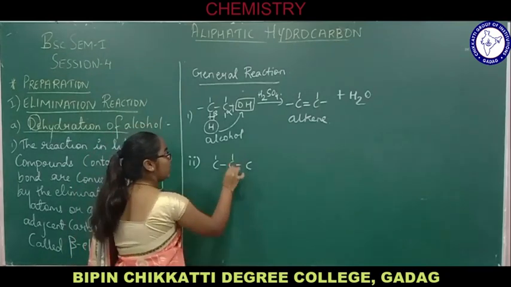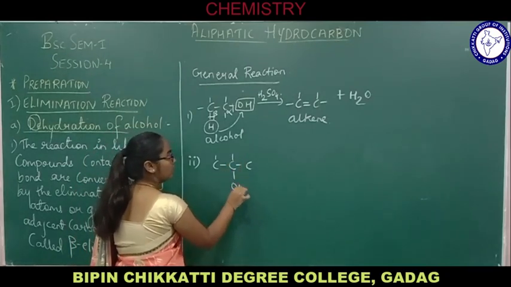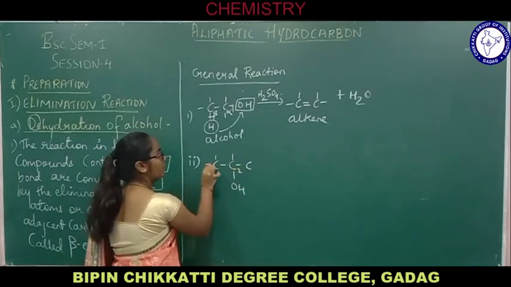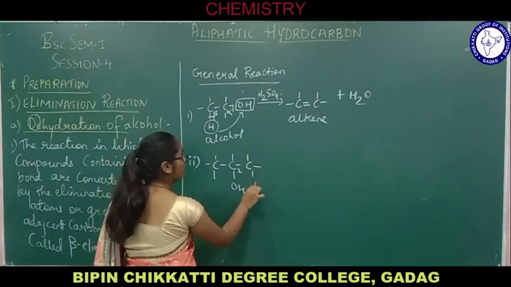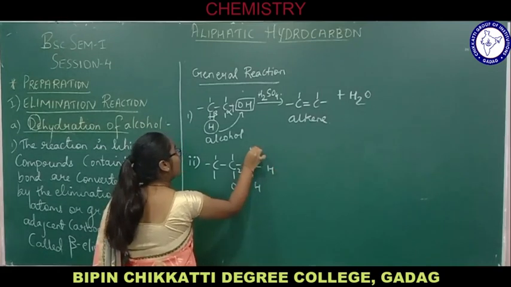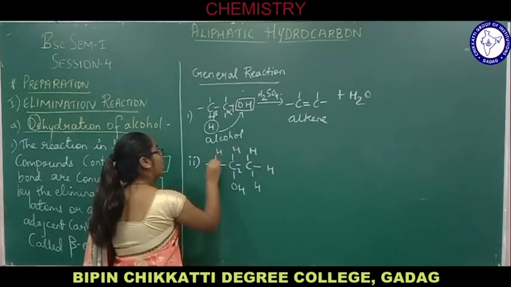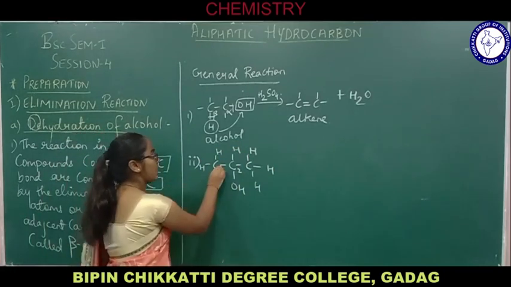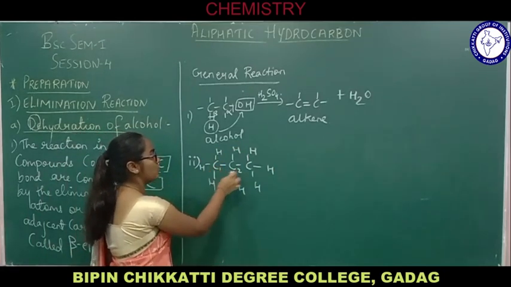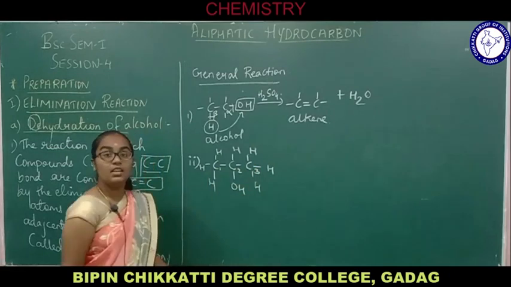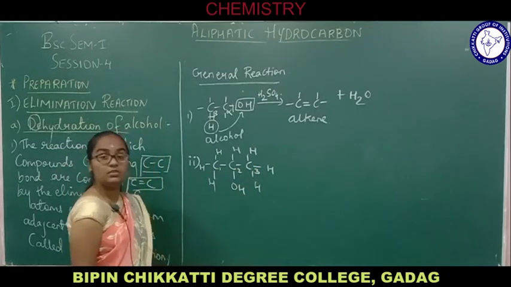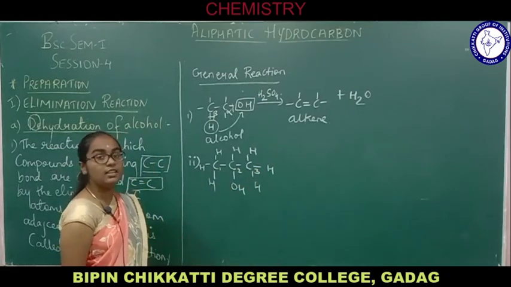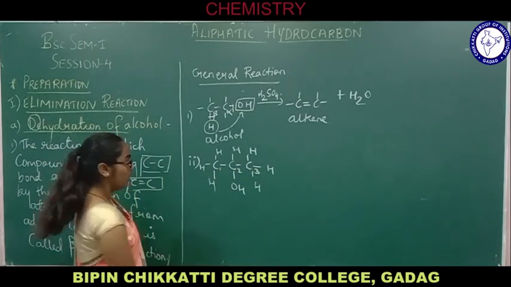Suppose the alcohol group is present on the second carbon atom. Now let's draw the full structure, then you'll understand more precisely. If I start numbering the chain from here as 1, 2, 3, now if the OH group is present on the second carbon atom, then it is named propane.